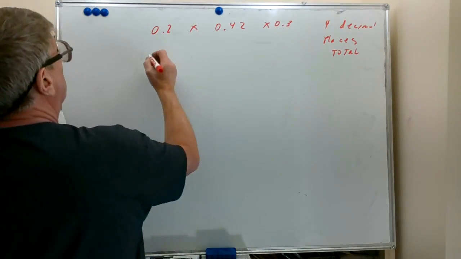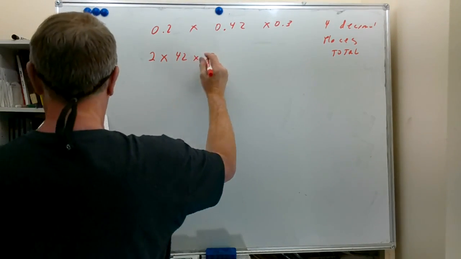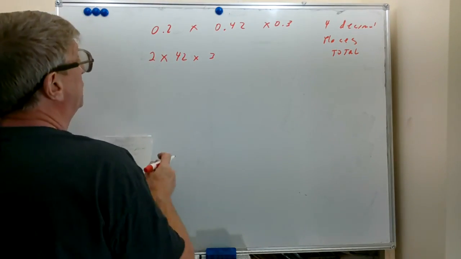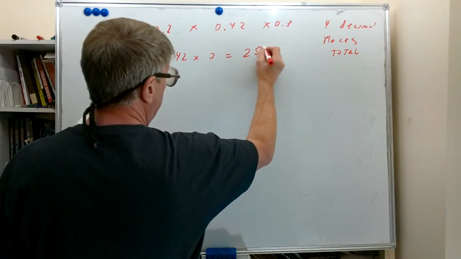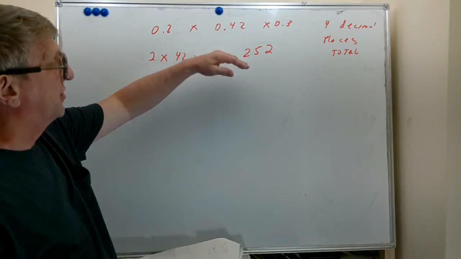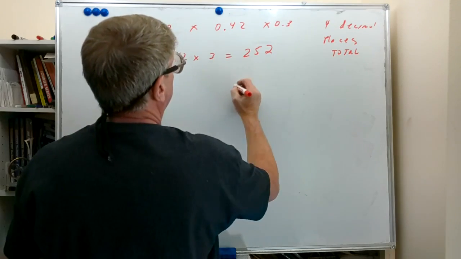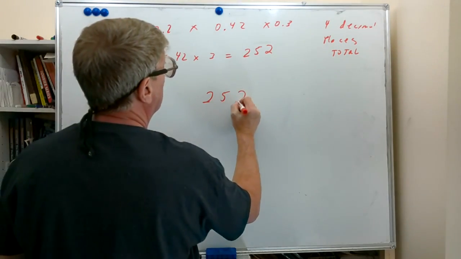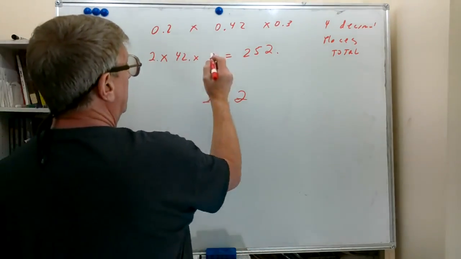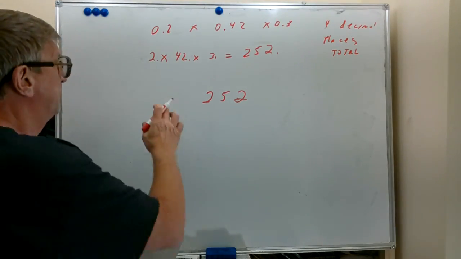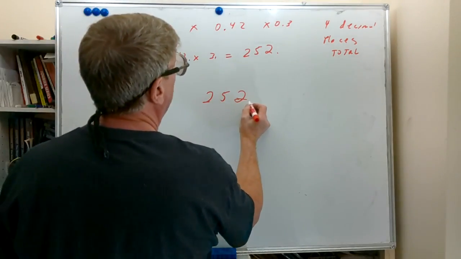Now let's just do it like whole numbers. 2 times 42 times 3, which you work out, it ends up equal to 252. Now 252 is not the answer to our problem. That gives us the digits we need, but we need to have 4 decimal places. So let's write that 252 down here. There's an implied decimal point right there. Always when you have no fractional part, there's an implied decimal point. We don't need to write it down, we're just dealing with whole numbers.